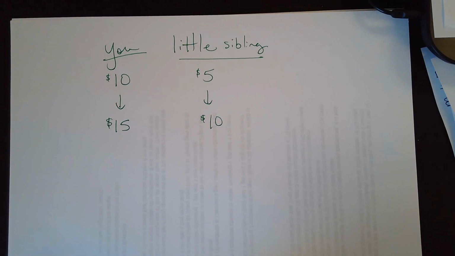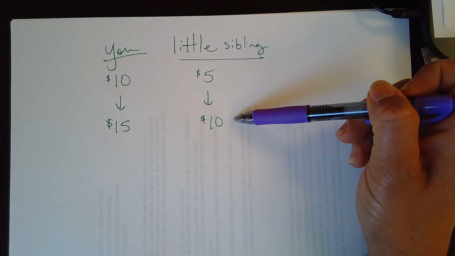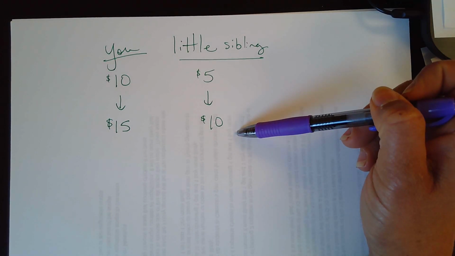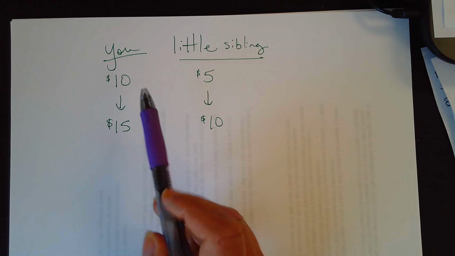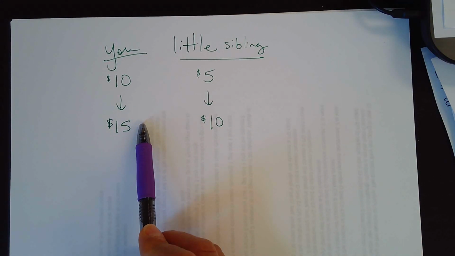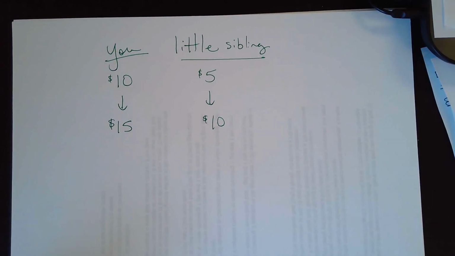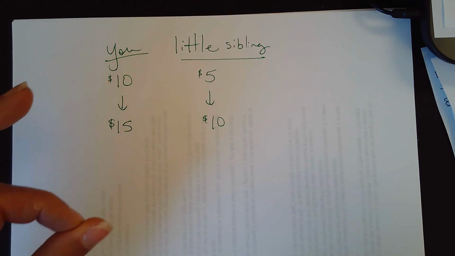All right, so the point is your little sibling's allowance doubled, correct? That is a 100% increase in the allowance. But your allowance, you only got a 50% increase. So if you wanted to say it would be fair, what should your new allowance be? $20. So this is percent of change that we're doing today.